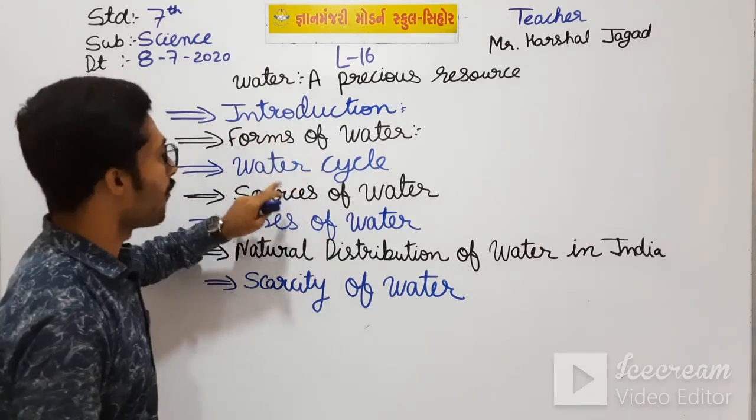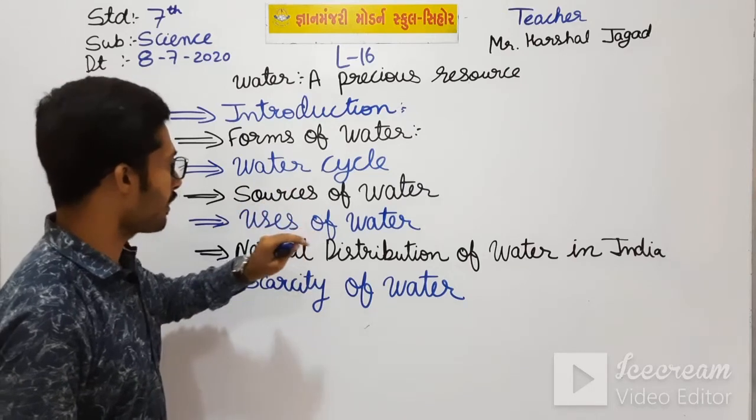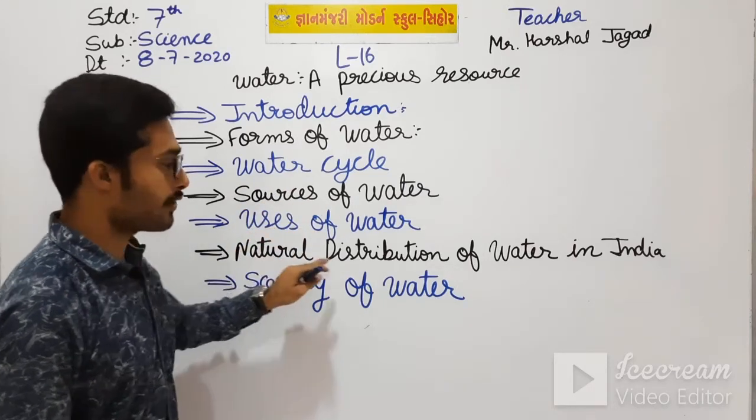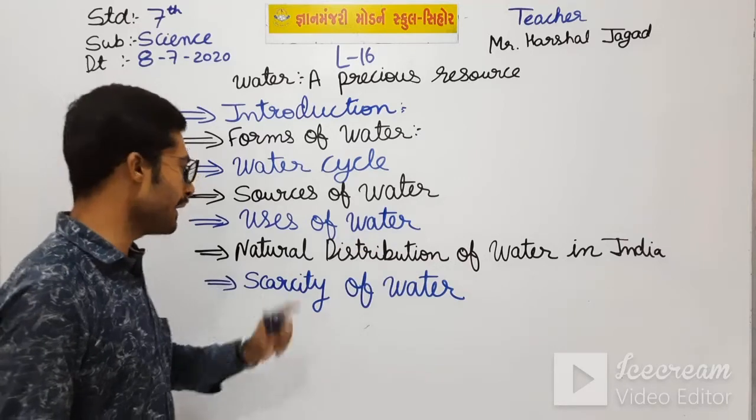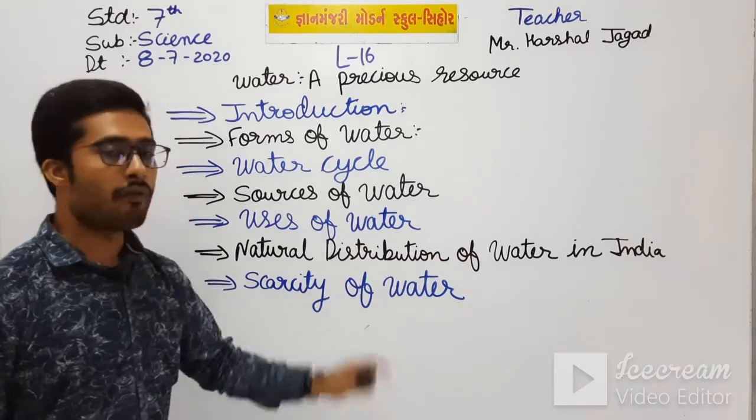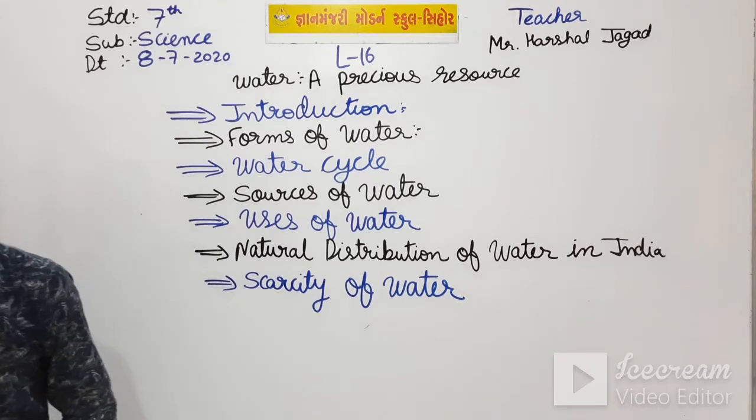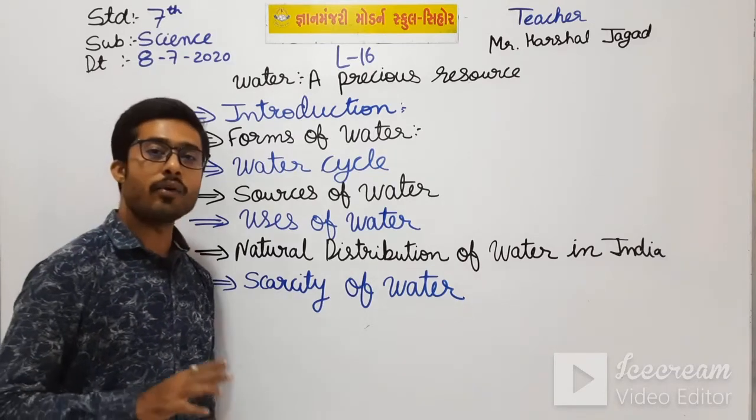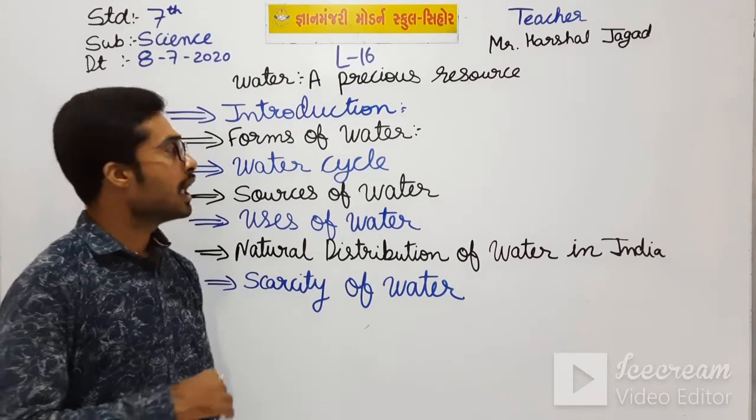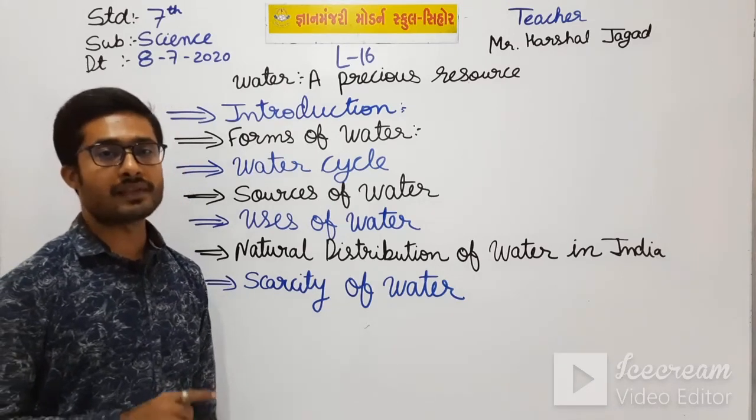Okay, so up to here in previous lectures we have seen introduction, forms of water, water cycle, sources of water, uses of water, natural distribution of water in India, and scarcity of water. Now the last point of your chapter is how to conserve the water. Now we will see that.